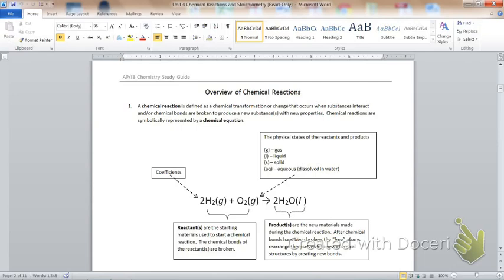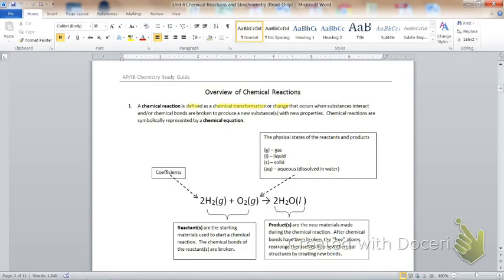A chemical reaction is defined as a chemical transformation or a change that occurs when substances interact and chemical bonds are broken to produce new substances with new properties. Chemical reactions are symbolically represented by chemical equations. Right? So for our class, that's essentially what a chemical reaction is in a nutshell.